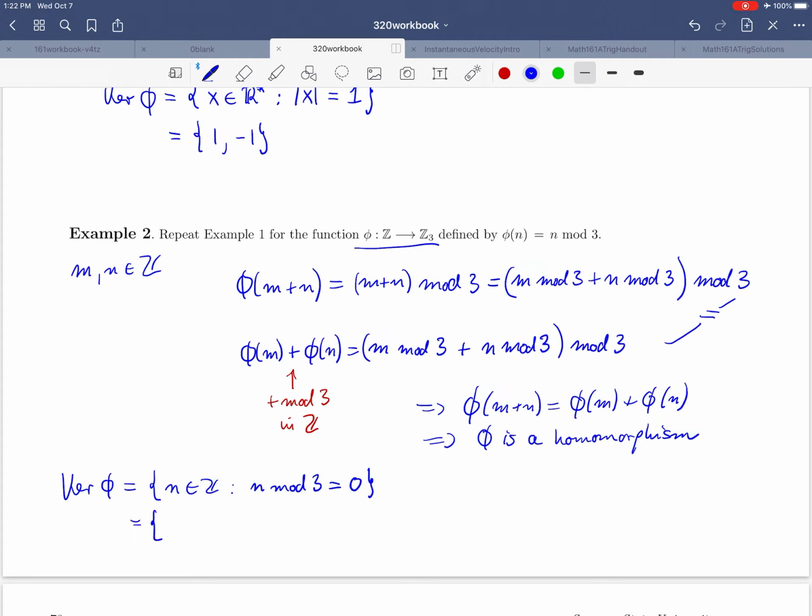Now, what integers are equal to 0 mod 3? Those are all the multiples of 3. So we have 0 itself, 3, 6, 9, and so on. And then we also have minus 3, minus 6, and so on in the negative direction. So that is the kernel of this map. Everything that's a multiple of 3, when you mod by 3, you get 0, and that's the kernel of our homomorphism phi in this example.